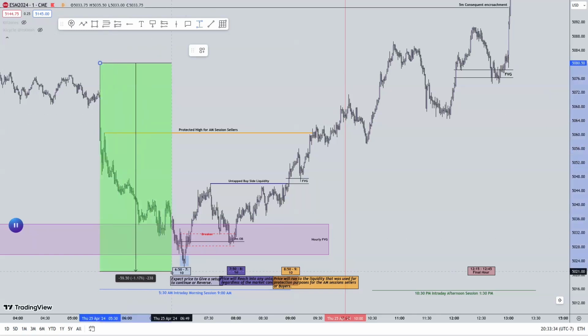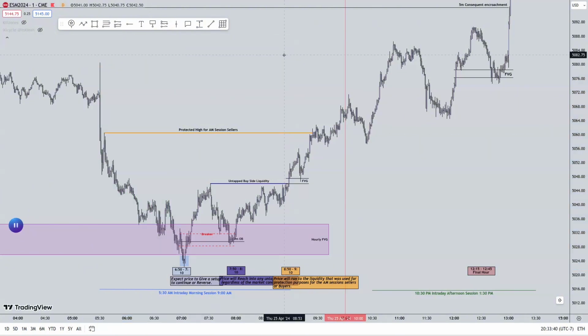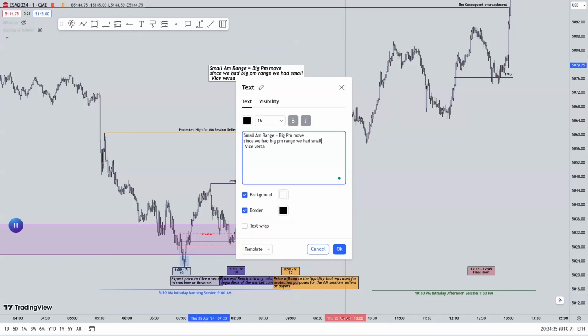So you can see right here, we have a huge AM session, which means that we have a small or tight range in the PM session, which you can see there, we kind of were going up and down inside the PM session. So remember, keep in mind, if you have a big AM session, then you'll have a small PM range. If you have a small AM session, you will have a big PM move. Here we have a big AM move, so we'll have a small PM move, which is why you see price was bouncing around so much.